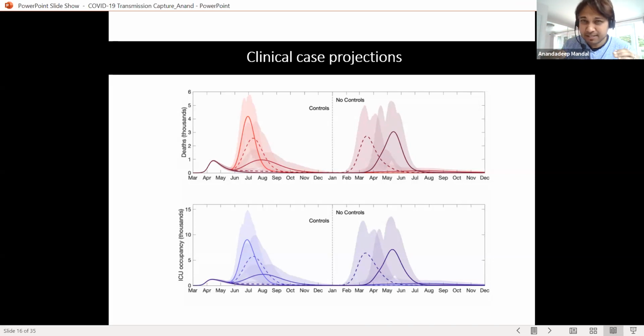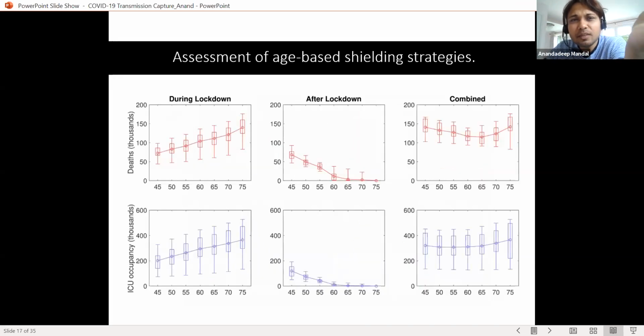Because if the healthcare doesn't, it won't work. So our predictions were telling you that you need to control. Now, see, this is the assessment of the age-based shielding. This is one of the most important graphs from where the government came up with the age-based lockdown. Let's look at the first graph during lockdown.